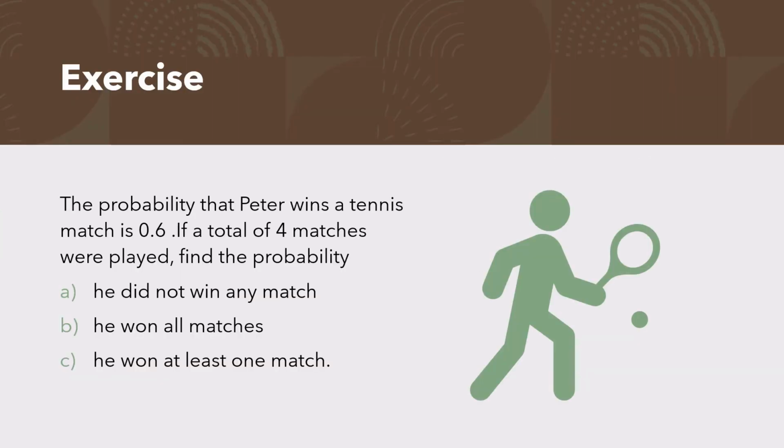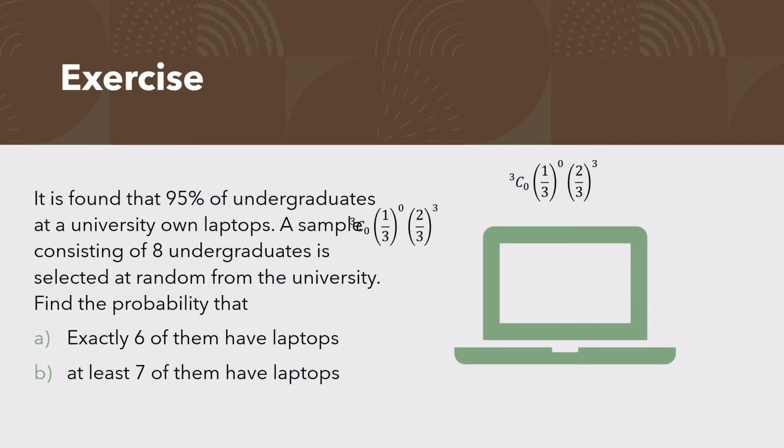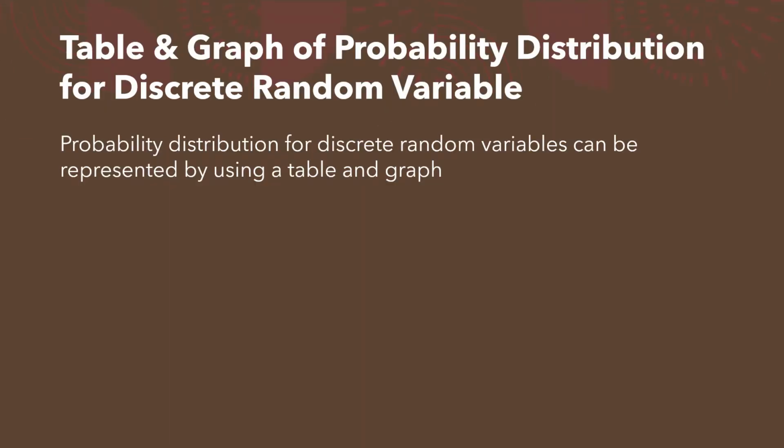Alright, this is an exercise for you. I hope you can try this exercise by yourself, and I will share the answer in our group. And this is also another exercise. Next, we will continue into the table and graph of probability distribution for discrete random variables.